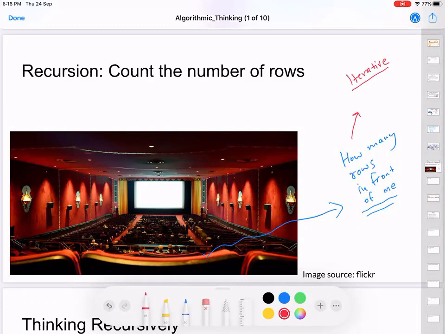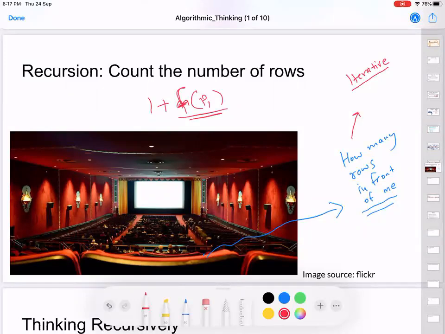Whenever you are doing recursion, you think of it as outsourcing a problem to someone. Let's say I'm sitting in the last row, and I am too lazy to stand up. I want somebody else to do my work. I can ask the person sitting in front of me how many rows are there in front of him. If this person tells me, I can just add one to it and my work is done. So I'll minimize my work by asking the person in front of me, let's say person P1, how many rows are there in front of you.